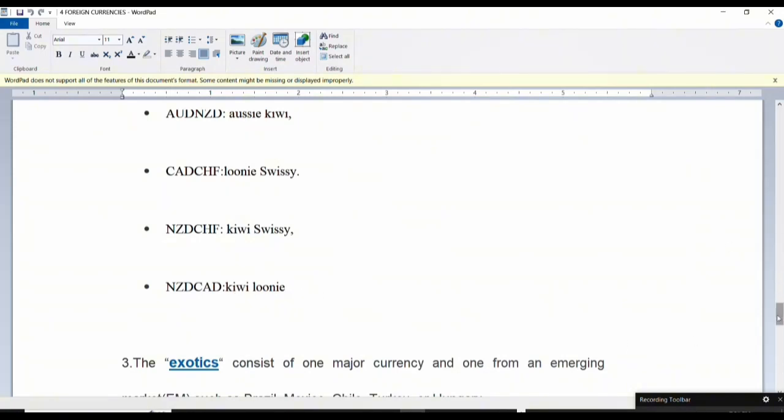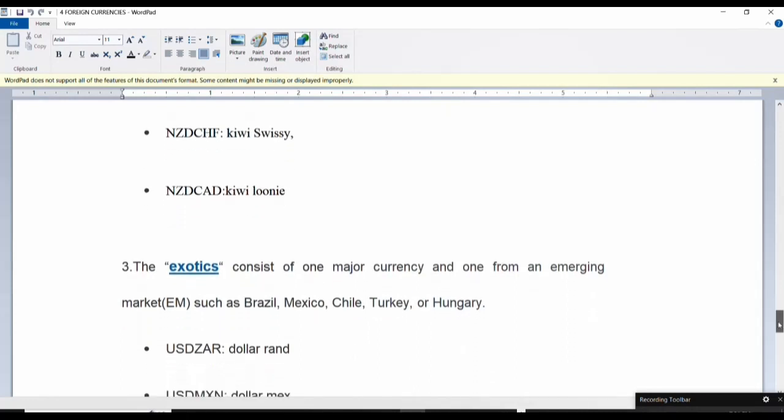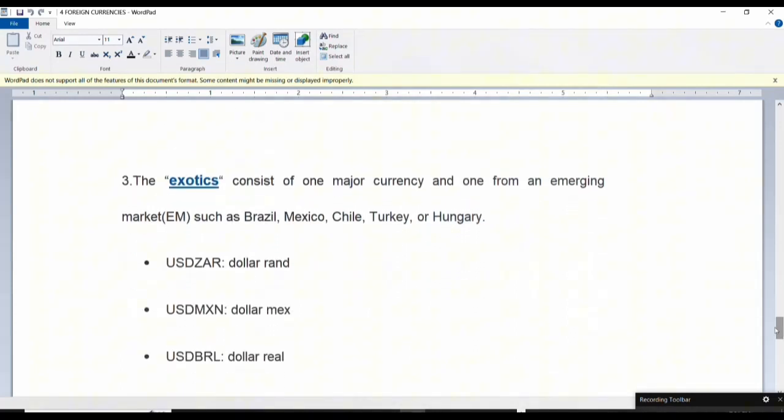All right, let's look at the exotics, which is the third category of currencies. Remember, we said we have three categories: the majors, the minors, and the exotics. Now, what are the exotic currencies?